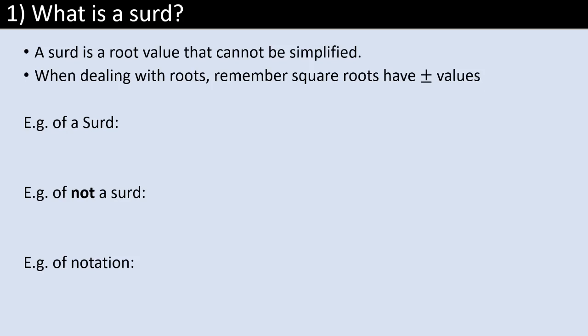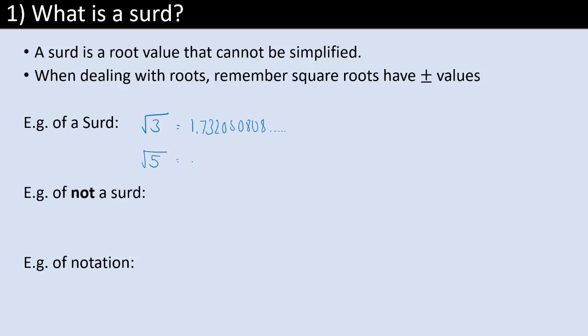An example of a surd would be root 3. There's no way for us to simplify it. If I type it into my calculator, I'm going to get a string of horrendous decimals, so it's easier for us to just say this thing is root 3. If I did type it into my calculator, I'd get 1.732050808, and it would go on and on and on. Another example of a surd could be root 5.